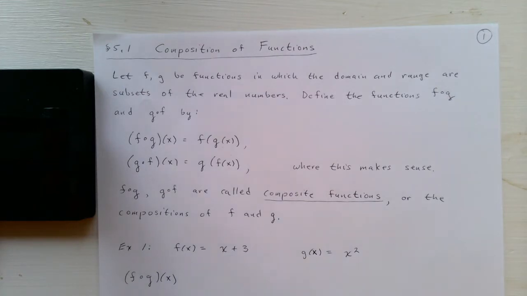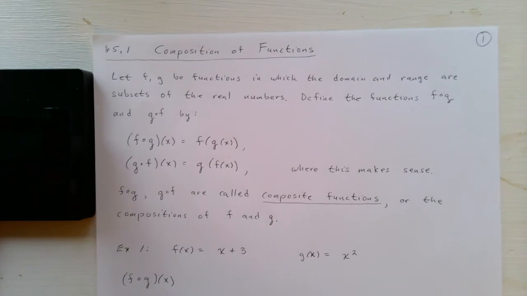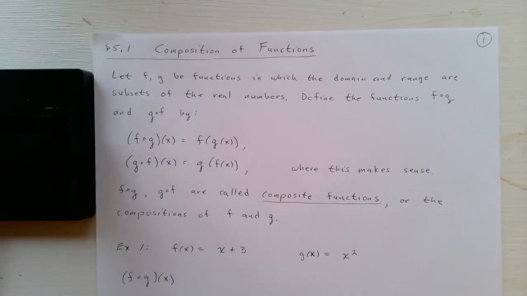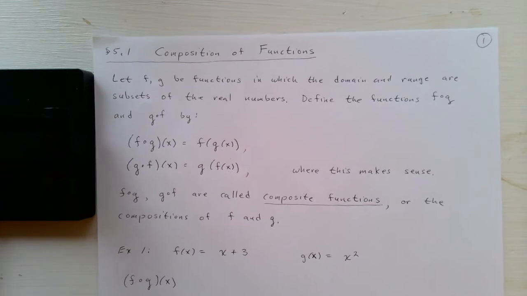something very useful. So composition of functions, we've done a little bit of this before. Basically, we're substituting one function in for another and getting another function. So this is yet another operation on functions. If f and g are functions in which the domain and range are subsets of real numbers, that means the inputs and the outputs are real numbers.